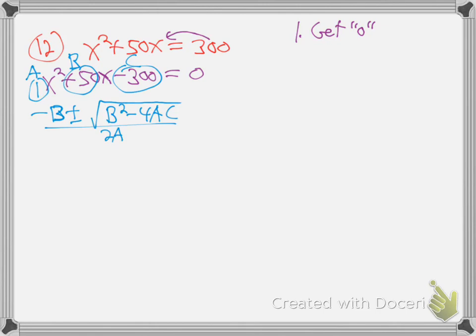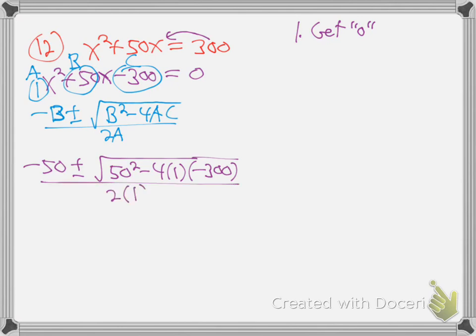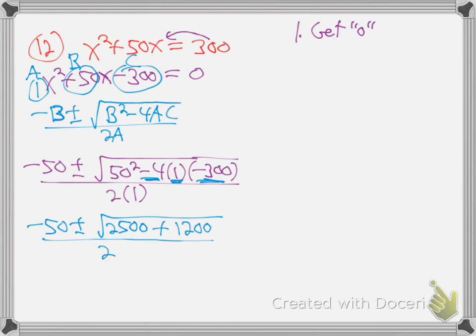So we've got negative b, negative 50, plus or minus the square root of b squared, 50 squared, minus 4 times a, which is 1, times c, which is minus 300, all over 2a. Okay, so this is minus 50 plus or minus the square root of 50 squared, which is 2500, negative 4 times positive 1 times negative 300. Two negatives make a positive, 1200, all over 2.